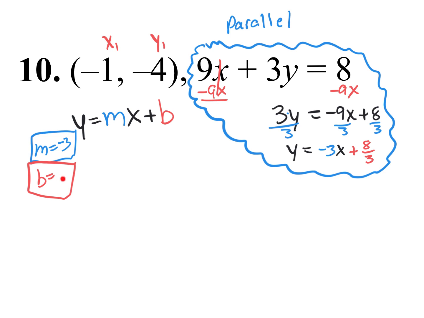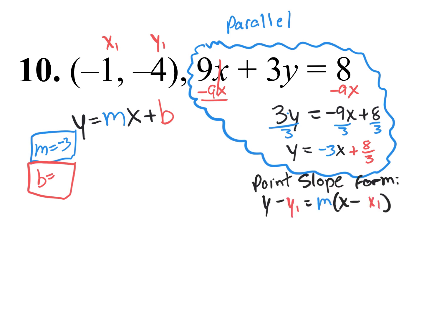Now, I still need a b value. What do I really have here? I have a slope and I have a point. So a slope and a point. So what form naturally comes to my mind? Point slope, because I have a point and a slope. Now, you don't have to go this route, but I see a point and I see a slope, so I'm going to write point slope form, which is y minus y1 equals m parenthesis x minus x1.